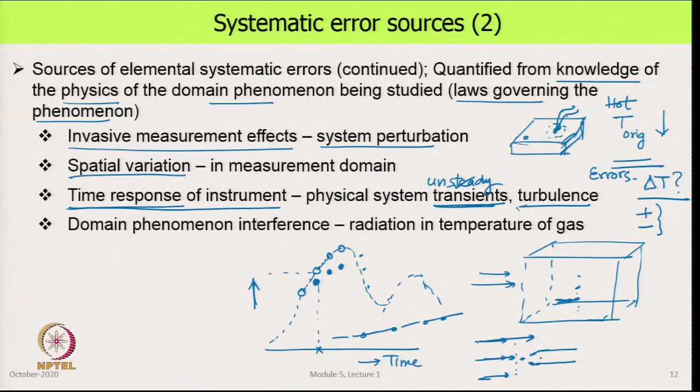This is also the case when you are studying turbulence in fluid flow or turbulent heat transfer, turbulent mass transfer, or even atmospheric phenomena which are hugely turbulent and varying with time. The fourth cause I put here is what is called domain phenomena which interfere with the measurement, and an example of that is the radiation effect while measuring a temperature. The very simple example of this is, say we have an instrument, say a thermometer or a thermocouple, and we want to measure the air temperature.